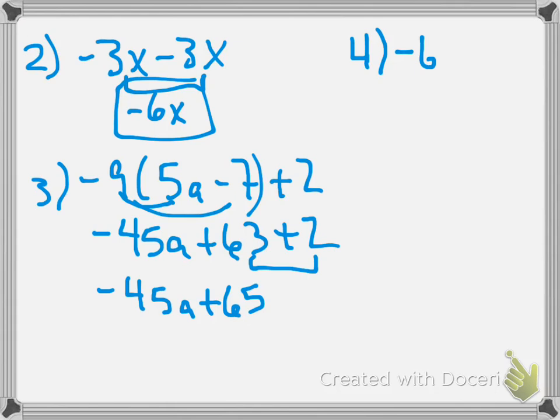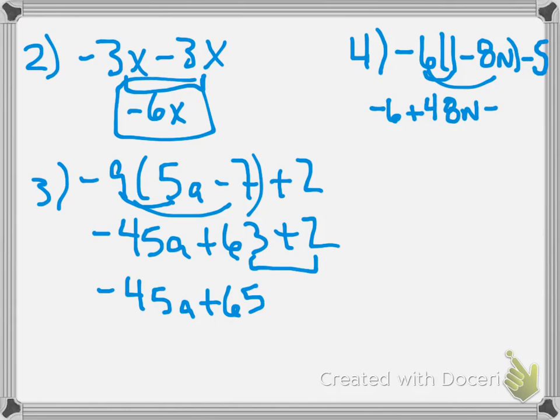Okay, number 4, I've got negative 6 parentheses 1 minus 8n, minus 5. Let's do the negative 6 times the 1, which is negative 6. Negative 6 times the negative 8n would be positive 48n. And then minus 5. Combine my like terms, and again, be careful. Negative 6 minus 5. Notice how I'm drawing them, I'm not rewriting them. So just connect them, and that gives me 48n minus 11.